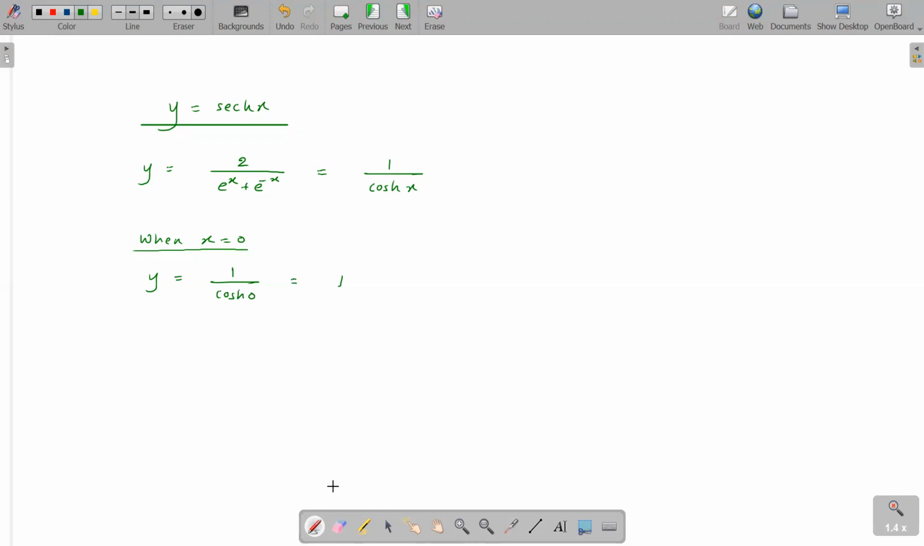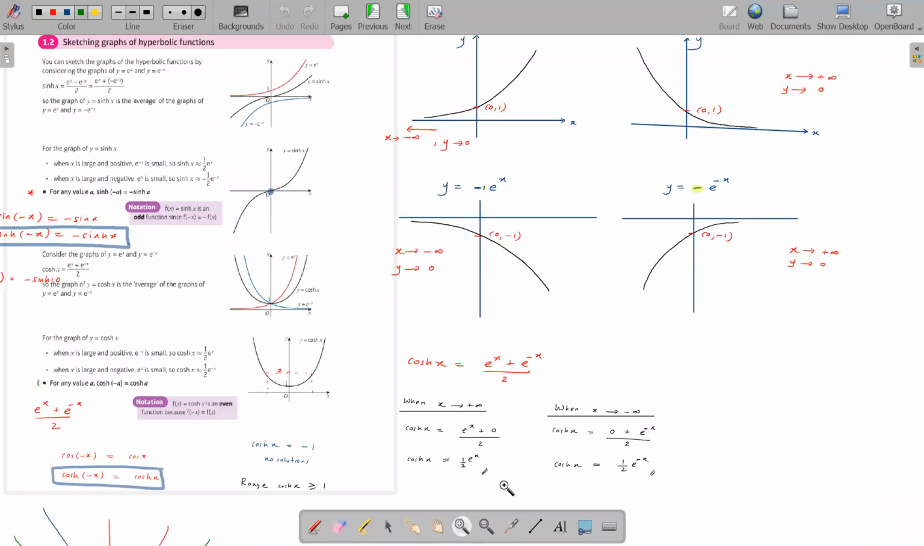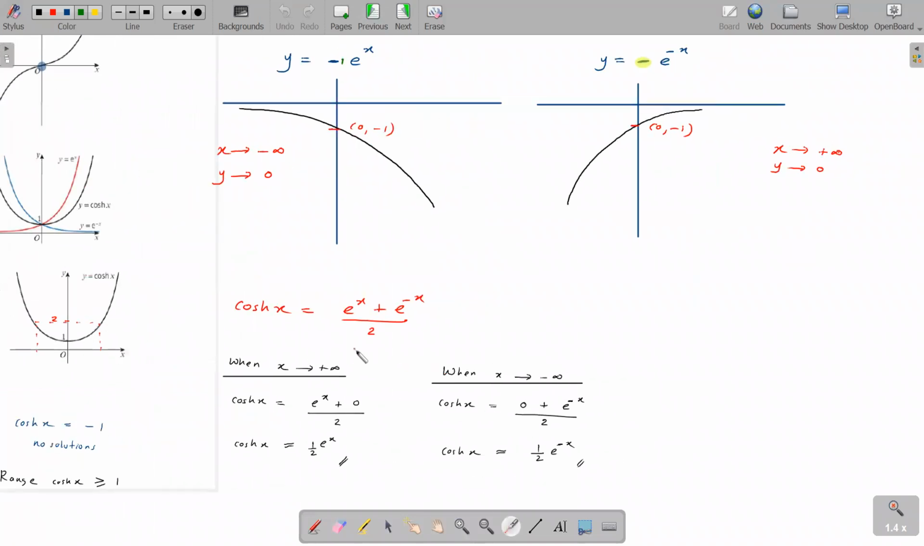And then, guys, we also need to know what happens to the graph when x approaches positive infinity and what happens when x approaches negative infinity. Because we always check that when x approaches positive infinity, what's going to happen? We are trying to find the y value. So what happens for 1 over cosh x? I think we already know the value of cosh x, right? We discussed this in the previous part.